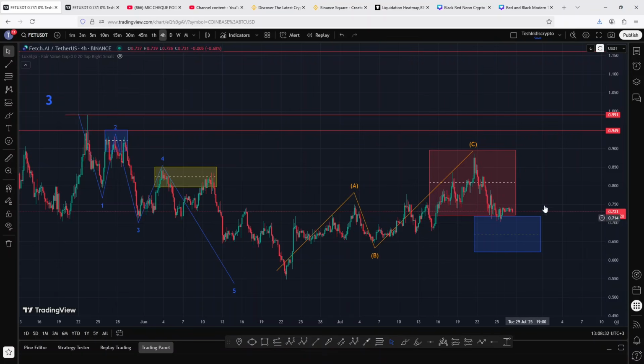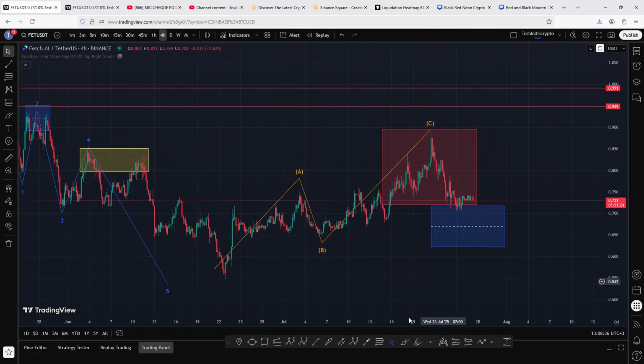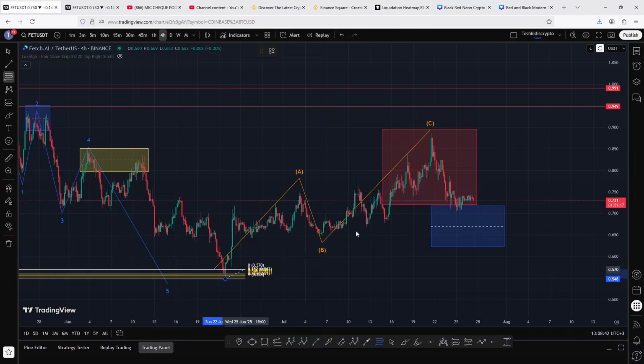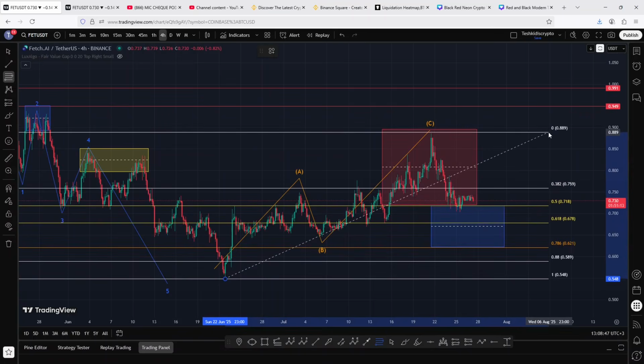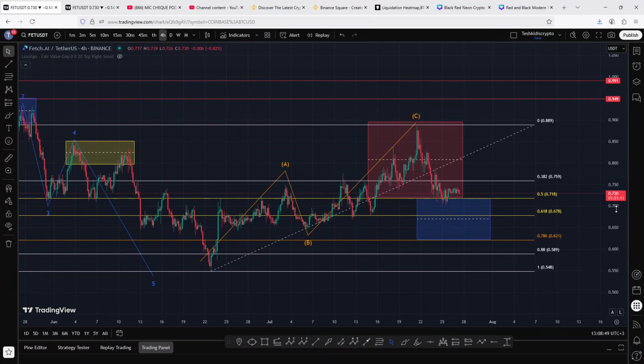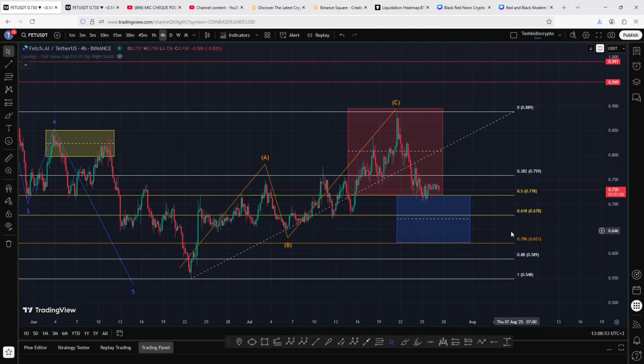And in this pullback, I expect that Fetch AI is going to continue holding within the Fibonacci key area of support that can be given by connecting the fibs from the lows we made in the formation of that wave A to the high of that wave C. And also, the area of interest is between the fib level 0.5 and the 0.78, and that is between the 0.718 and the 0.621, which is that blue target area.